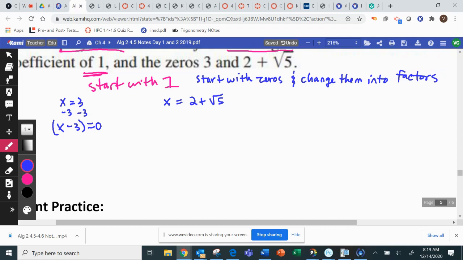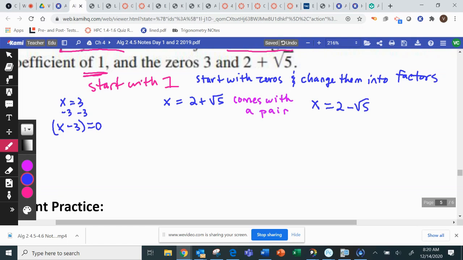Now, x equals 2 plus square root 5. So what the irrational conjugates theorem is saying is that we will never, ever, ever have just 2 plus square root 5. If there is a square root in it that cannot be reduced, there will be a conjugate. It has to have both. They come in pairs. So if I have x equals 2 plus square root 5, I also have x equals 2 minus square root 5. You can never have the square root 5 by itself. It has to have a pair, always, when we have these.